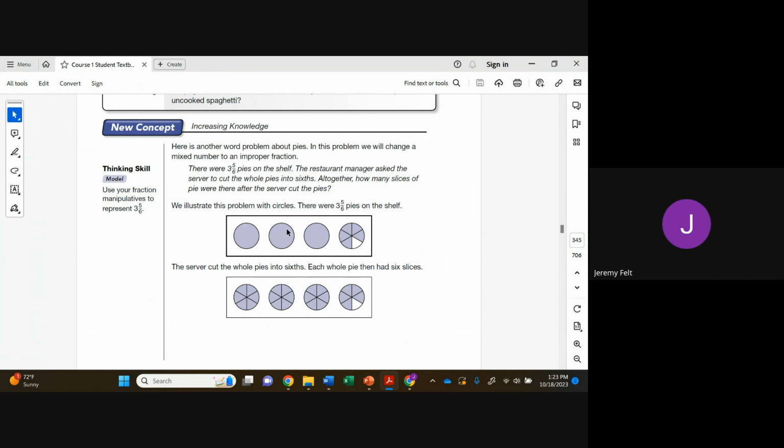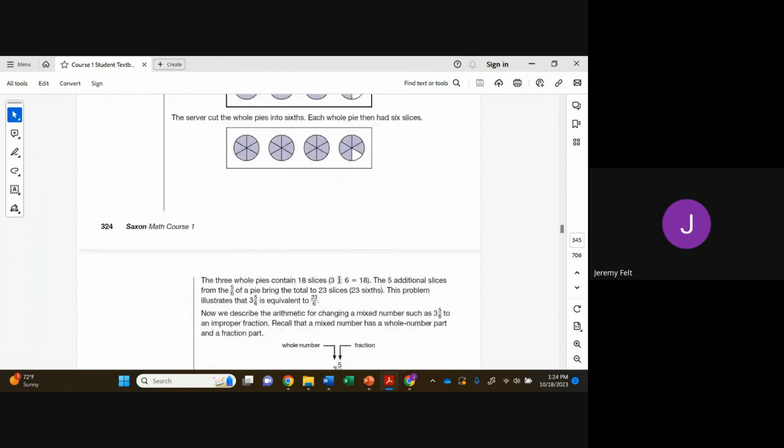Well, I have 1, 2, 3, and then 5 of the 6 shaded in. If that helps you, by all means, use it. I think that can take a lot of time, and for me, actually make it more confusing. But if you like drawing it out and seeing it, then that's fine. Again, the 3 we could represent as 6/6 plus 6/6 plus 6/6 plus 5/6, and that's a way we can do it.